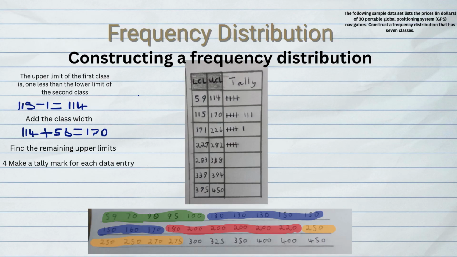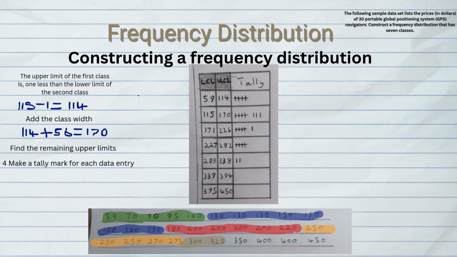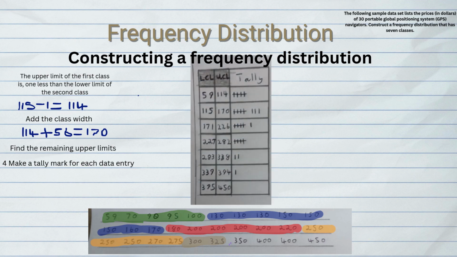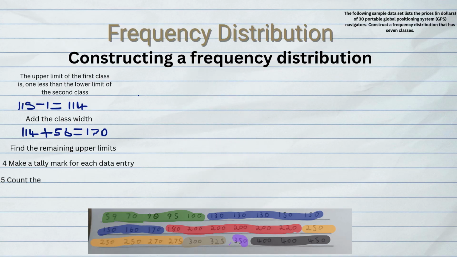From 227 to 282, there are 5 of them. There are 2 values from 283 to 338. Oh, look at that. There's only one from 339 to 394. The last one is from 395 to 450, and there are 3. Step 5. Count the tally marks to find the total frequency for each class.